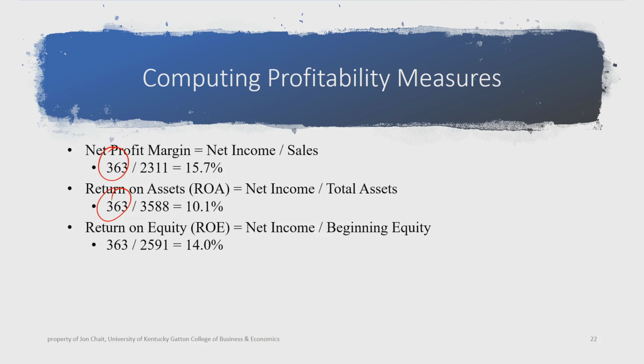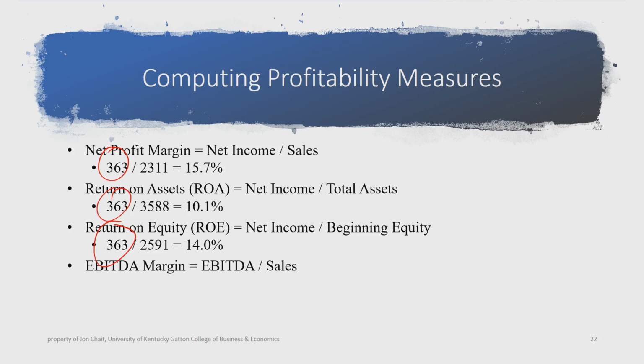And in this case, again, the net income's the same at every step along the way. And the beginning equity in this case is just a number that I've created, basically.